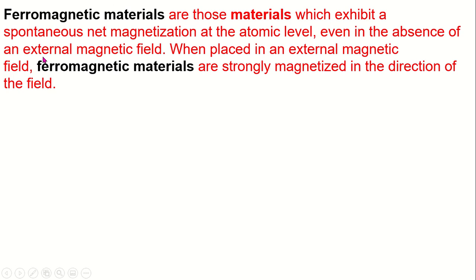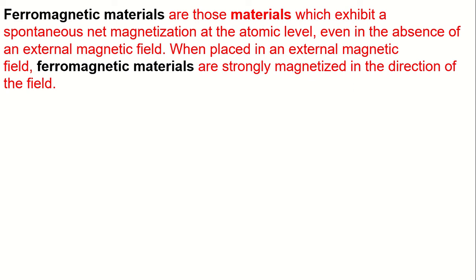Now, ferromagnetic materials. Ferromagnetic materials are those materials which exhibit a spontaneous net magnetism at the atomic level, even in the absence of an external magnetic field. When placed in an external magnetic field, ferromagnetic materials are strongly magnetized in the direction of the field. So the substances which, when placed in a magnetic field, get a strong magnetism in the direction of the magnetic field, are called ferromagnetic substances.